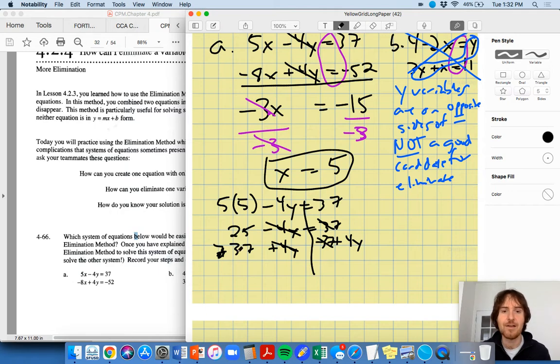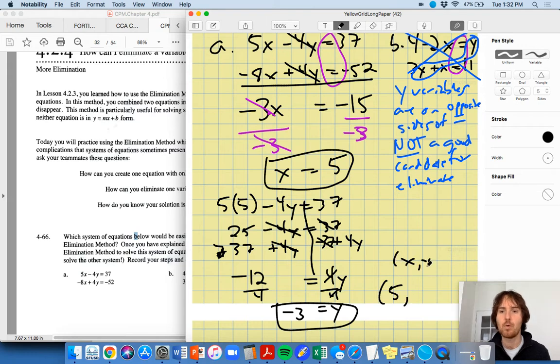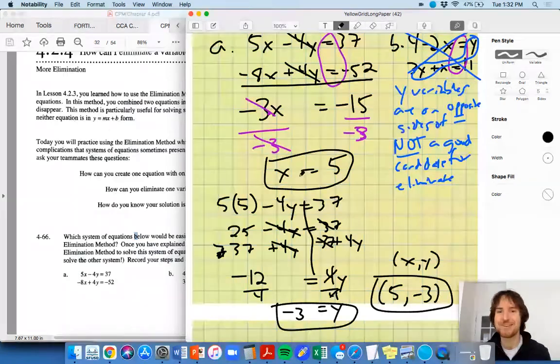Okay, so 25 minus 37 is negative 12, and that's going to equal 4y. That means y is going to equal negative 3, right? Because what I did there is I divided both sides by 4. Remember, the number right in front of the variable, divide by it. Negative 12 divided by 4, divide both sides by that, and you get negative 3 for y. Okay, so there's my answer to this one as a coordinate pair. Remember, coordinate pairs are x comma y, and that'd be 5, negative 3 is my answer there. Hopefully I got the right answer. But of course I could check it in my head here.